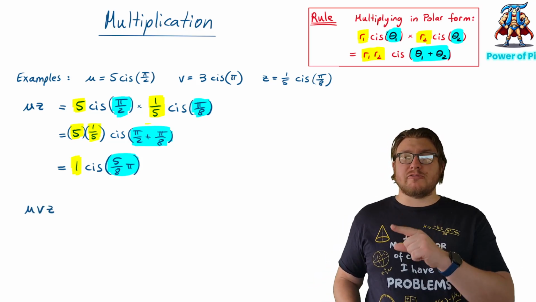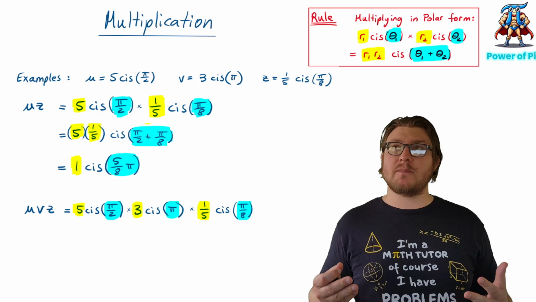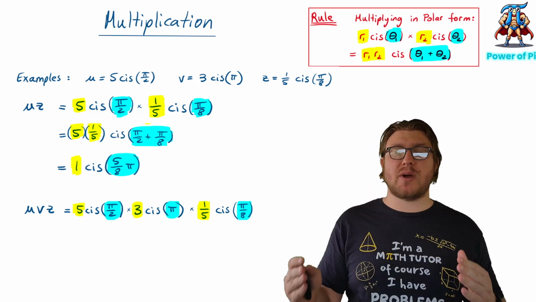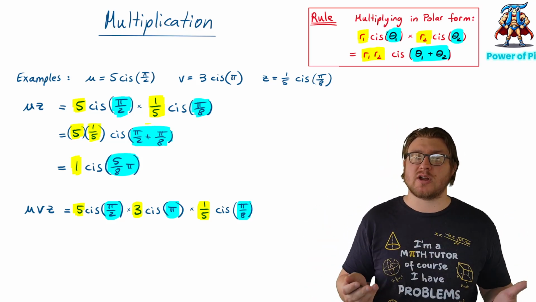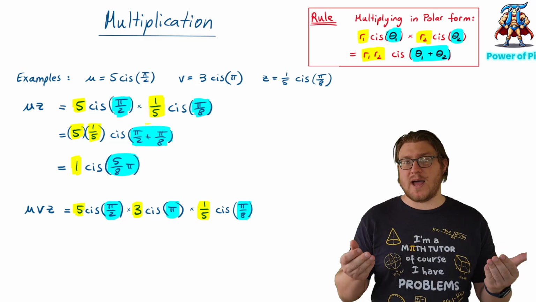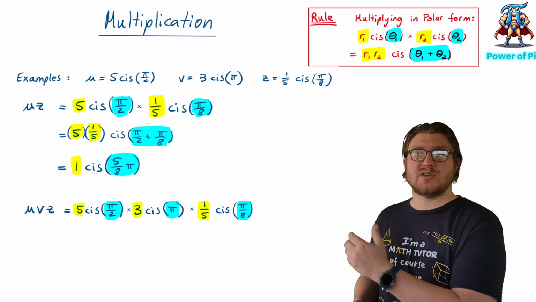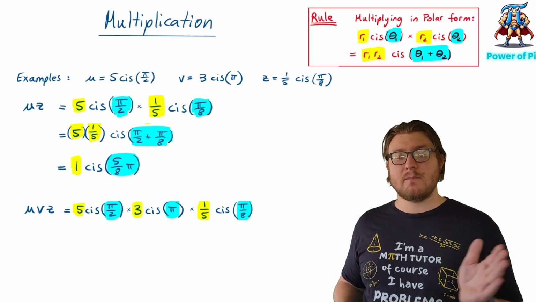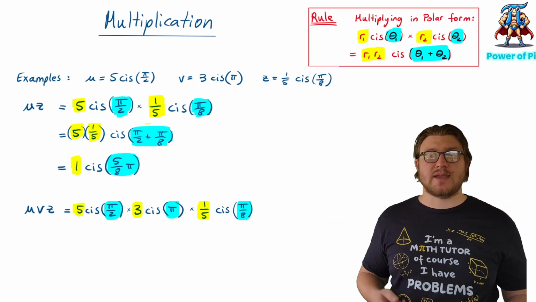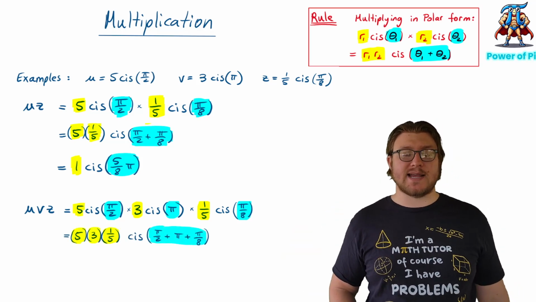What about uvz? Well, let's write them out. In rectangular form, we had to expand multiple brackets and it was a lot of work. Well, how does multiplication work in polar form? Multiply the moduli and add the angles. We can do that here. The moduli are 5, 3, and 1 over 5. Multiply them all together. The angles are given in blue. Add them all together and we're done in one step.